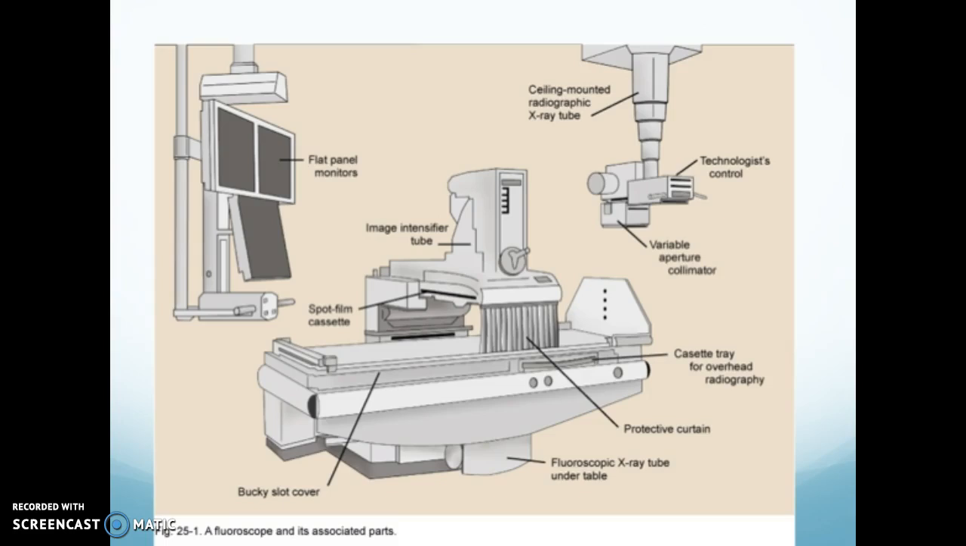So here is your basic fluoro room. When we look at this layout, we see that we have a table. This is the under the table tube. You see your II up here. We have a floating tube up top, and we have the monitors. These are nice flat panel monitors. We're going to be talking about monitors in the weeks to come.